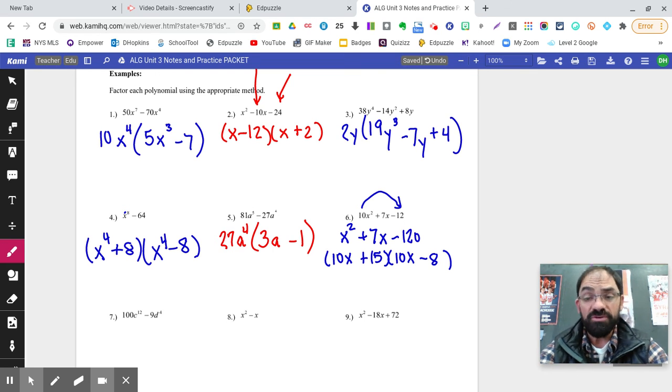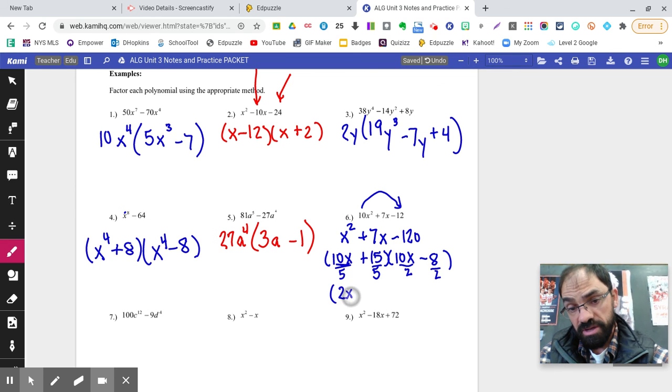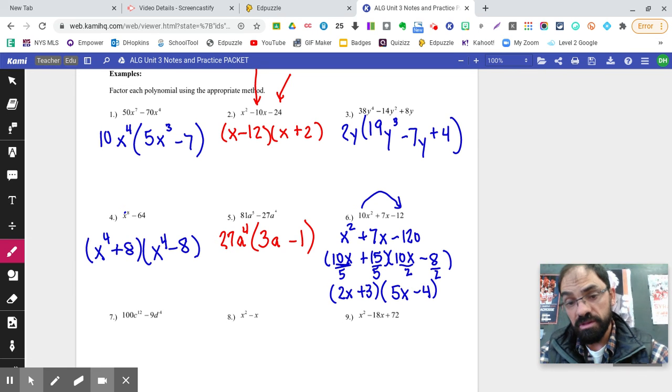So now whichever has a GCF, I'm going to divide that out. So right now this first set of parentheses can be divisible by 5. The next set of parentheses can be divisible by 2. So I get 2x plus 3, 5x minus 4. And that's my answer.